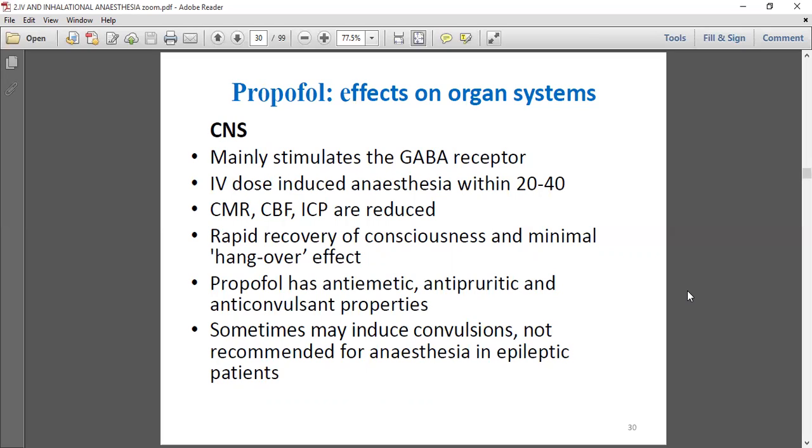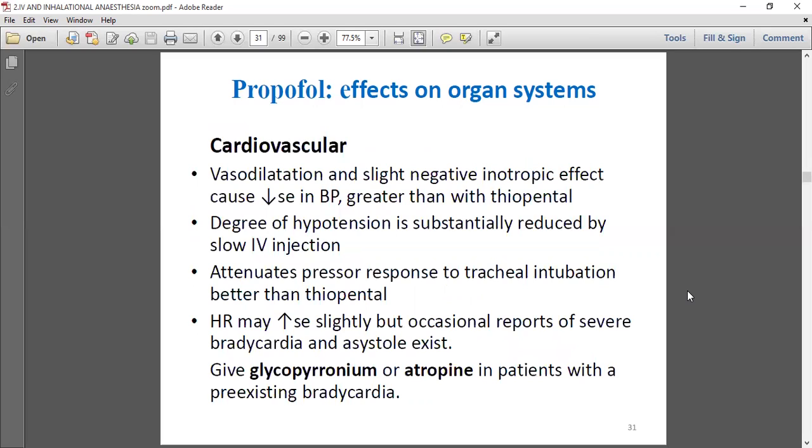Propofol has antiemetic, antipyretic, and anticonvulsant properties. And sometimes it may induce convulsions, and it is not recommended for anesthesia in epileptic patients. So I feel like for you to give this drug, you're supposed to know your patient: epilepsy, asthma, heart conditions, respiratory conditions, so that you decide which drug to use for induction.